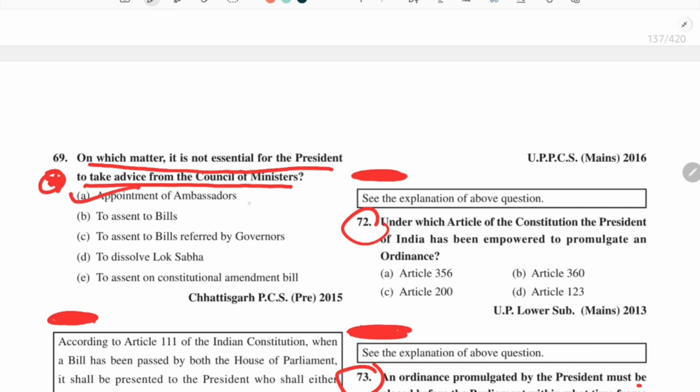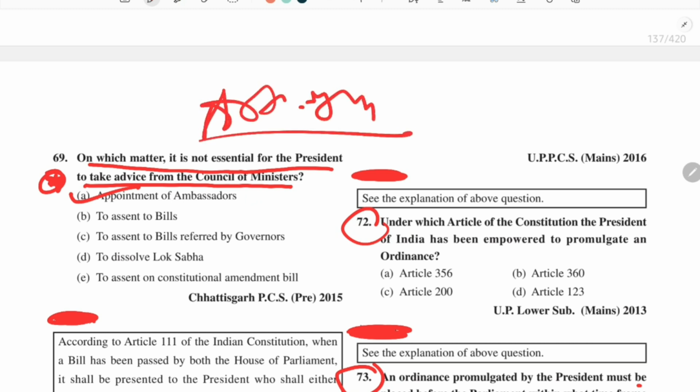Appointment of ambassador, that is an executive power of the president. I told you Article 74 clearly says that the president cannot use his independent wisdom to take decisions. He works on the aid and advice of the council of ministers. So that is incorrect. To assent to the bill, to assent to the bill referred by the governor, to dissolve Lok Sabha, to assent to the constitutional amendment bill.